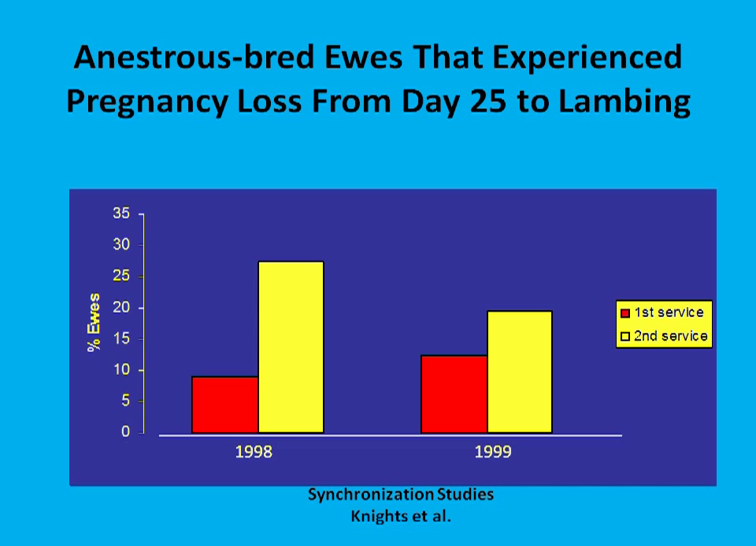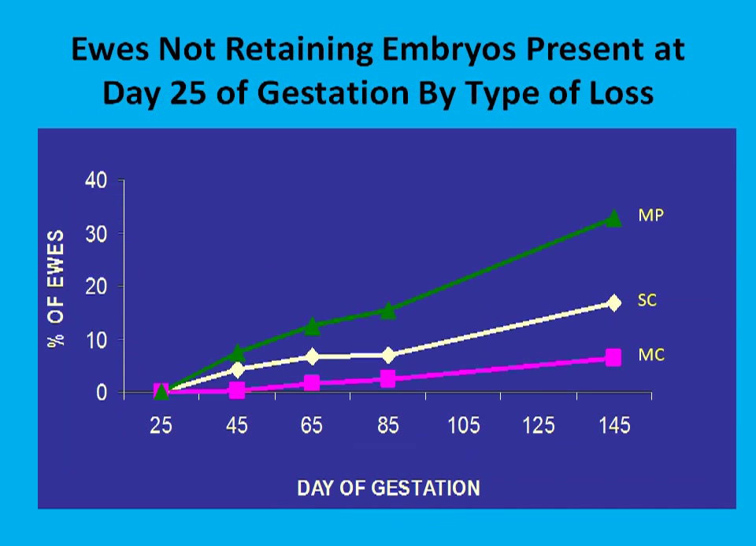But what we see is that some of these ewes lose pregnancies. If we go back to our synchronization studies with the Cedars in 1998 and 1999, we saw some losses in the first service and more losses in that second service. We have then gone through and looked at, in 2 different studies, with one of them with 1,400 some ewes and another one with over 1,000, when those losses occur and how they occur.